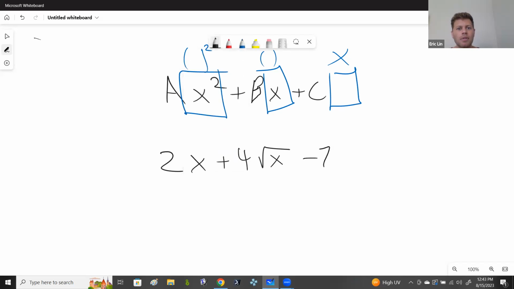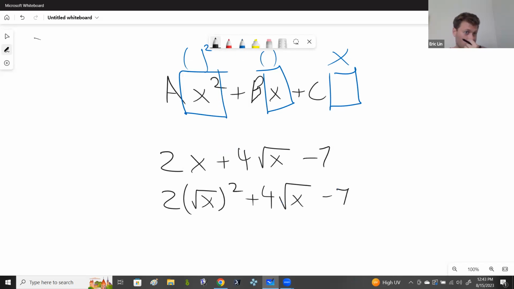However, I can definitely say that x is just the same thing as the square root of x squared. Some people are probably yelling at me about what happens to the plus or minus, blah, blah, blah. Let's not worry about it. That's for a different time, for much later.